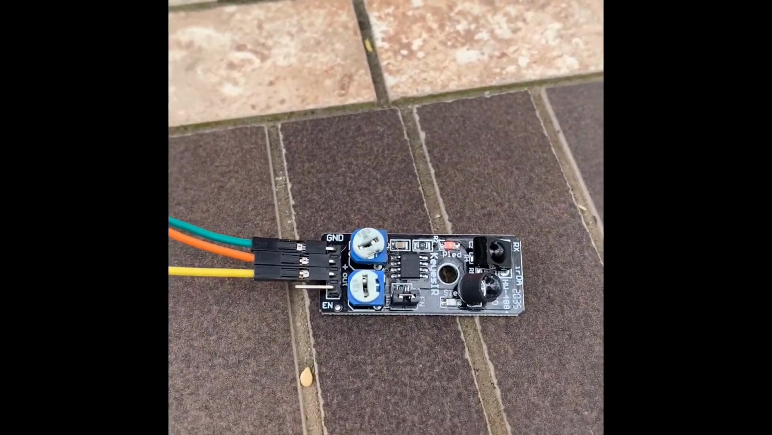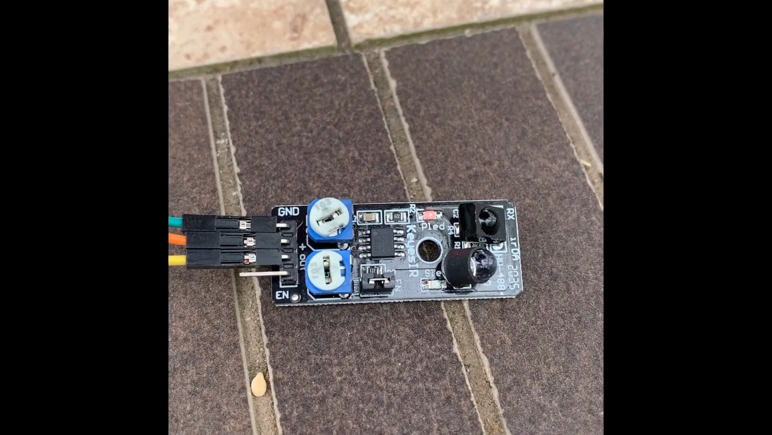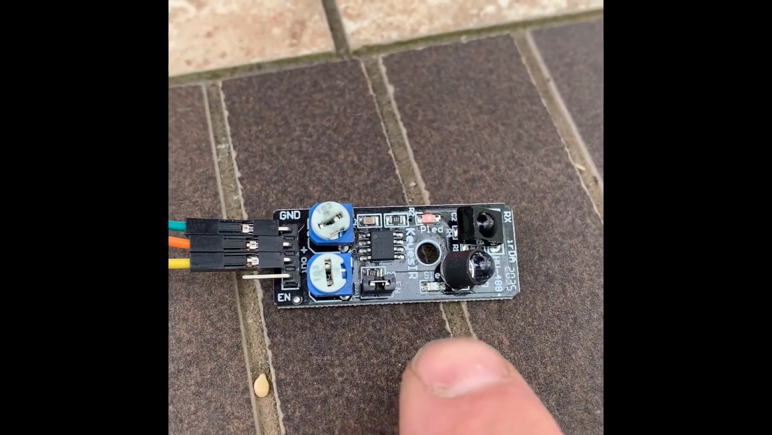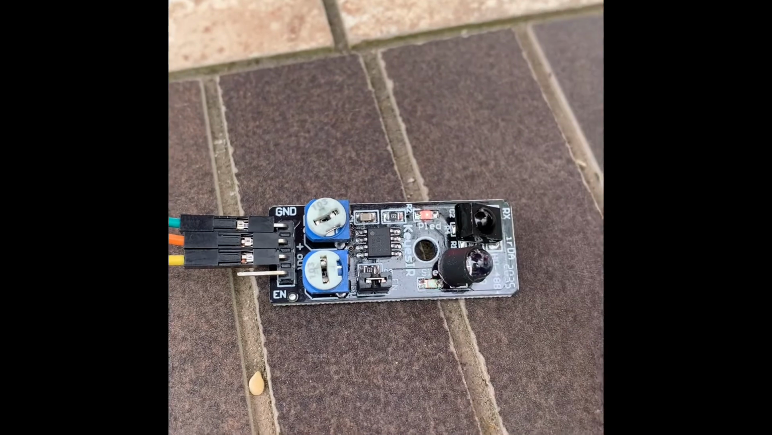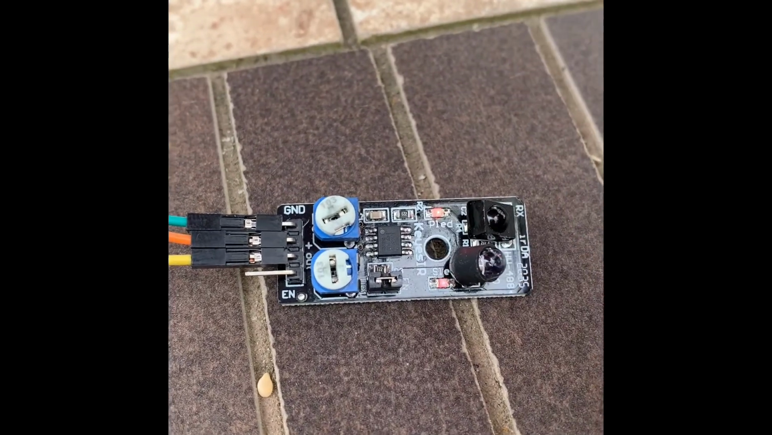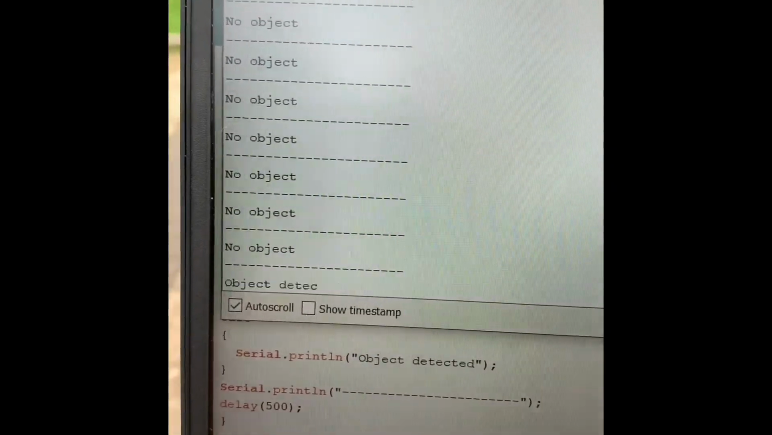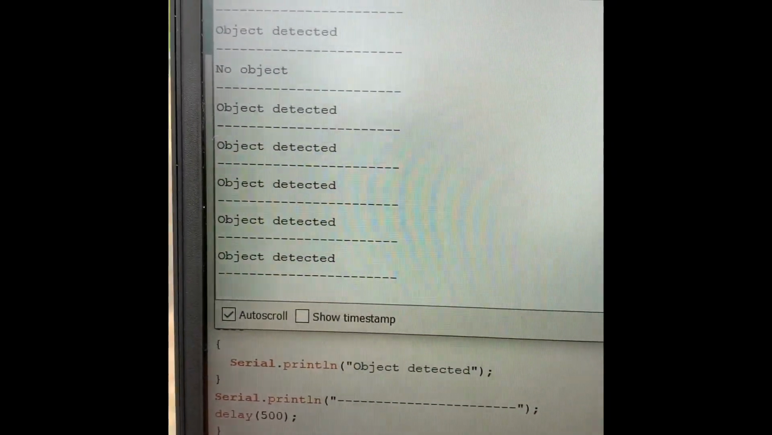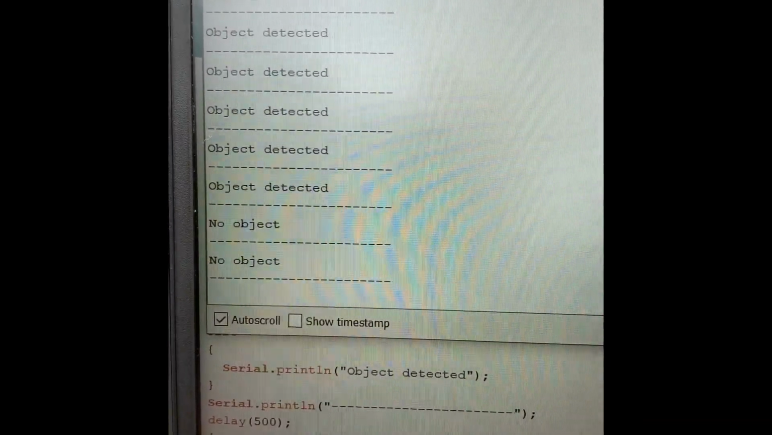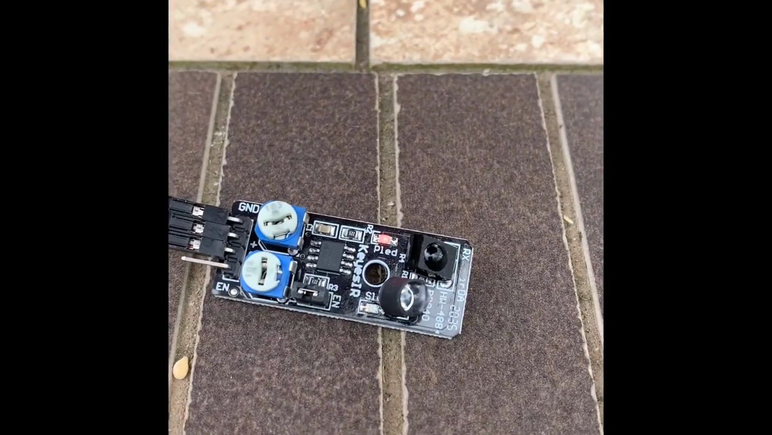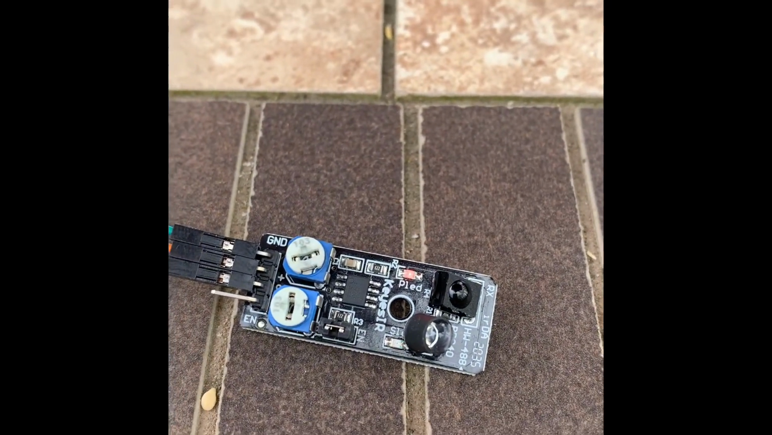Okay, so I just connected up the KY032, and you see the bottom LED is coming on and off as I move my hand toward or away. That is a good sign. So on the serial monitor, with my hand away, no object. Hand in front, object detected. Hand away, and on it. So this does appear to be working. All right, very cool.